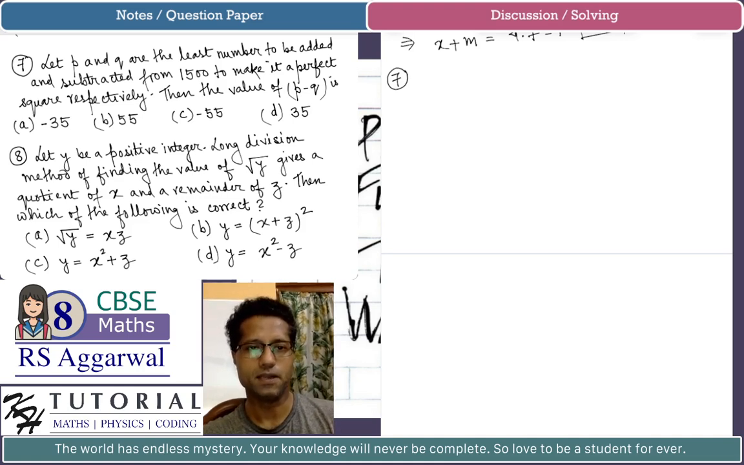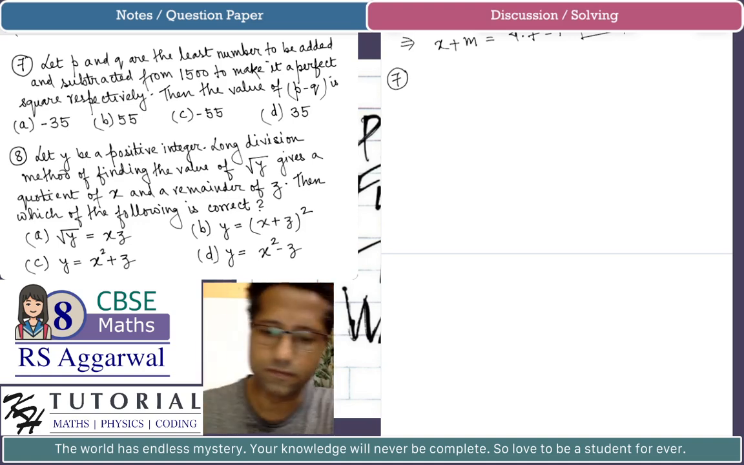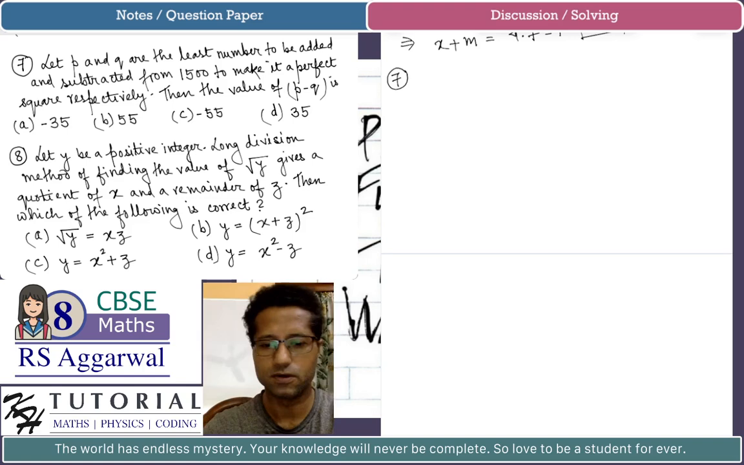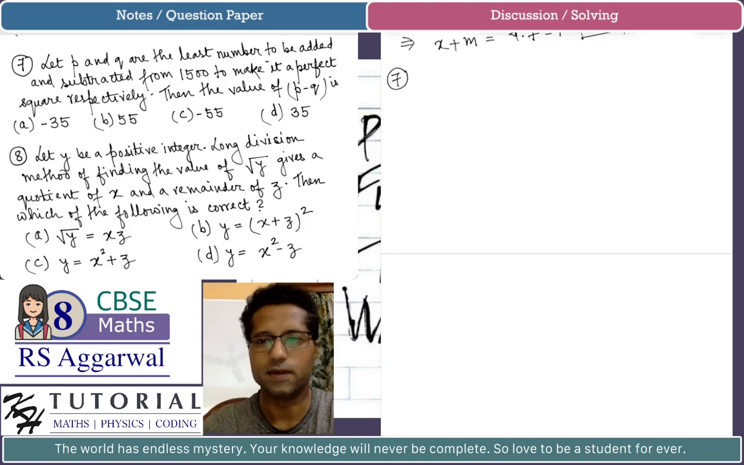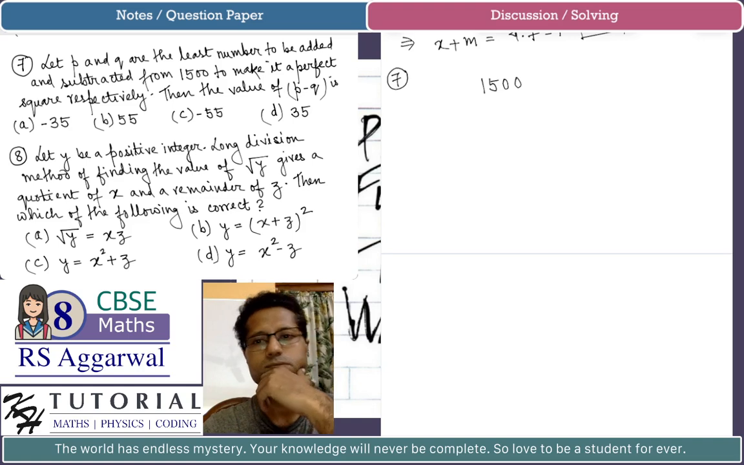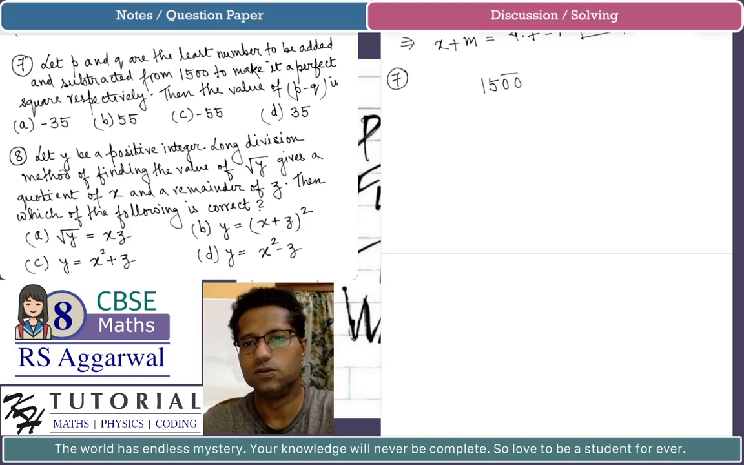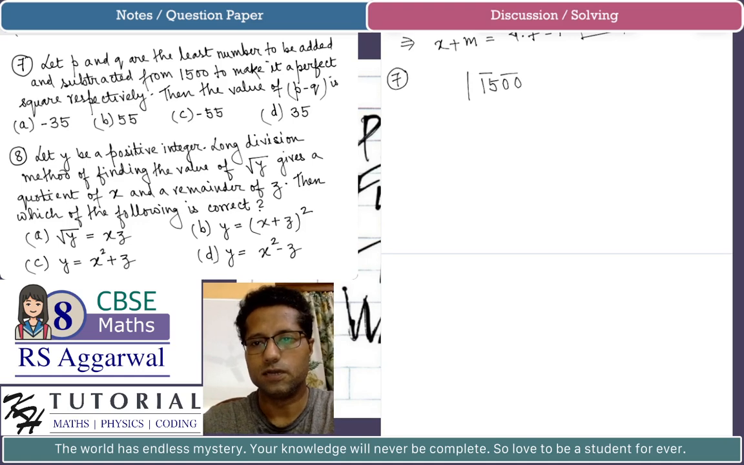Then the value of P minus Q is? We know that we have solved problems where we have to find the least number to be added or subtracted from a given number to make it a perfect square. So the given number is 1500, and the obvious first step is to find the square root. Let's use the long division method. So we mark the periods from the right-hand side: 00 and 15. We start the long division method from the leftmost period, that is 15.